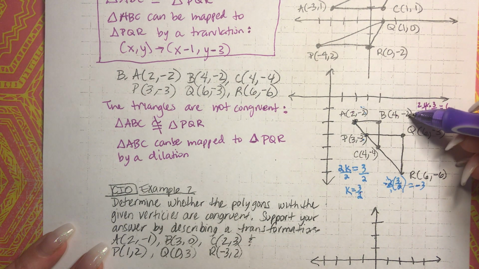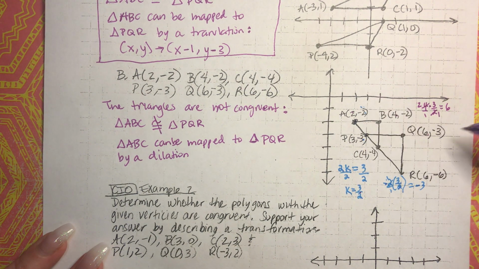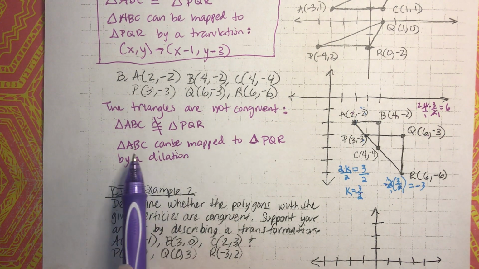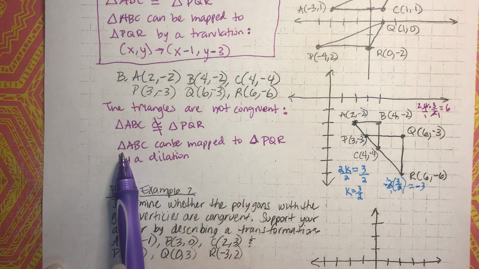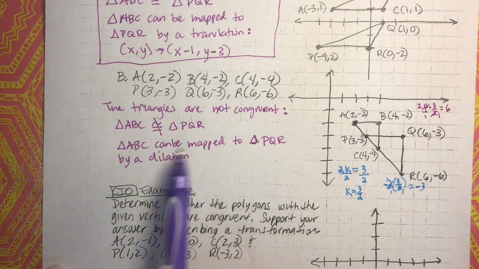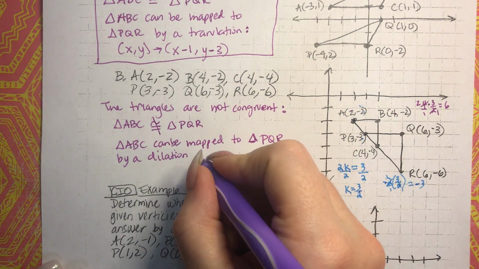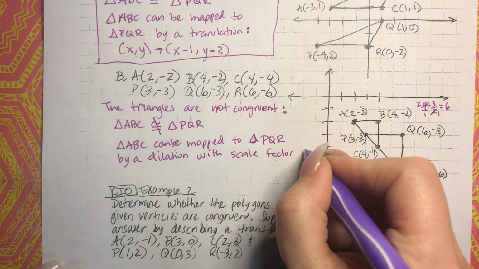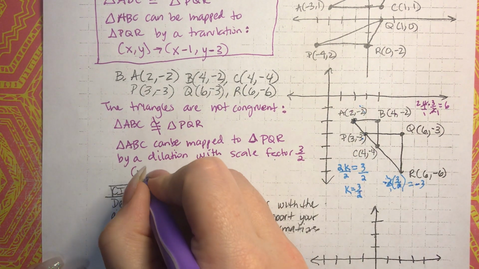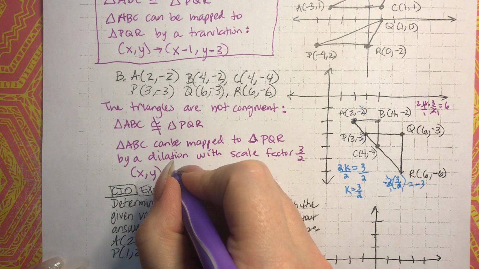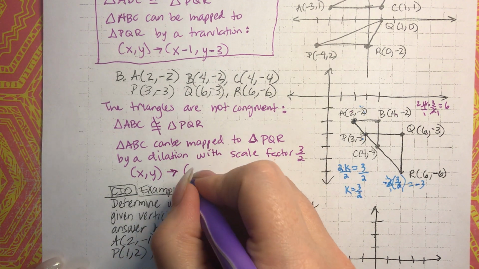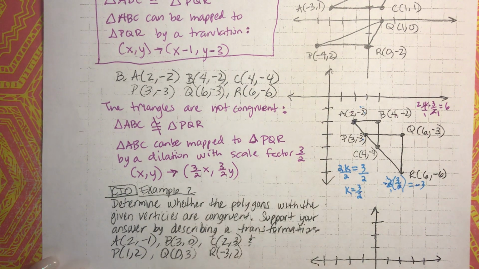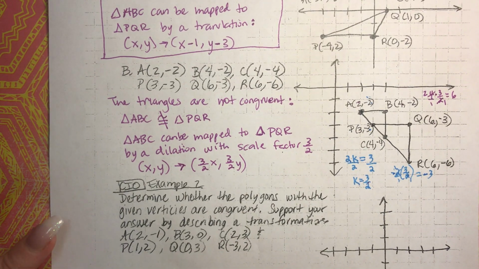And then we already did -2 and -3 there, so we know that that's right as well. So yes, that's the scale factor. So triangle ABC can be mapped to triangle PQR by a dilation with scale factor 3/2, and the rule is (x, y) goes to (3/2 x, 3/2 y). That would be the dilation.